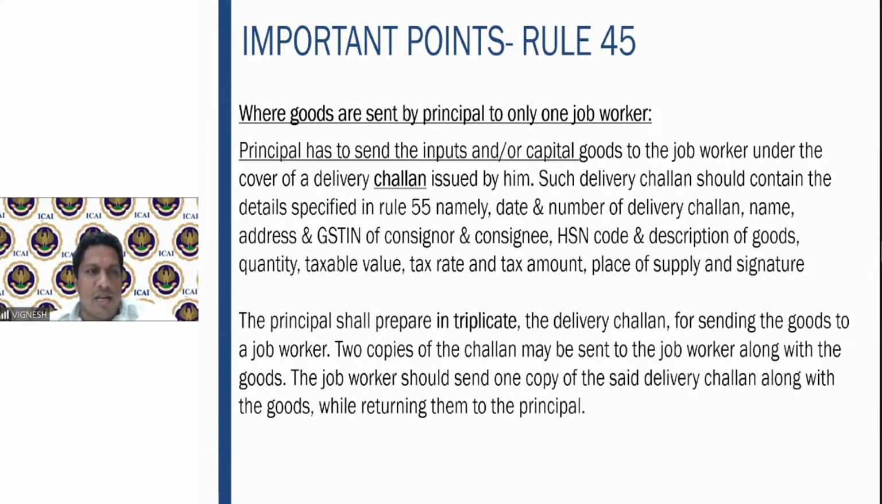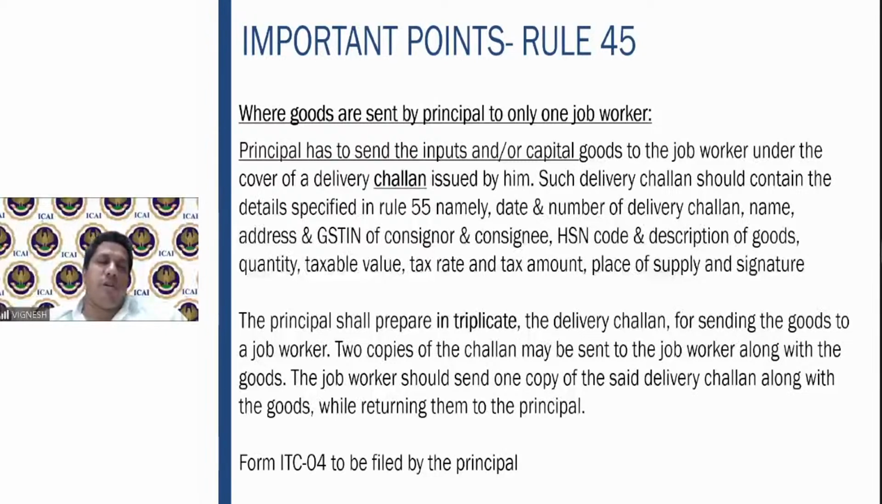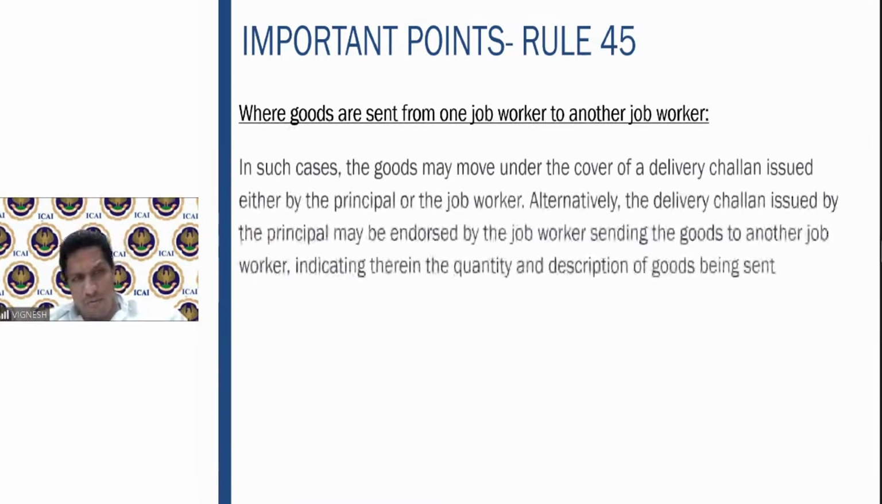Date and number of delivery challan, name, address, and GST number of consignor, consignee, HSN code and description of goods, quantity, taxable value, tax rate and tax amount, place of supply and signature. This you have to prepare in triplicate for sending the goods. Two copies will be sent to the job worker along with the goods. One copy he has to send back along with the goods when he is returning it to the principal, so that it is very clear that the time limit is being met. And this ITC-04 has to be filed by the principal on a quarterly basis before the 25th of the month succeeding the quarter.